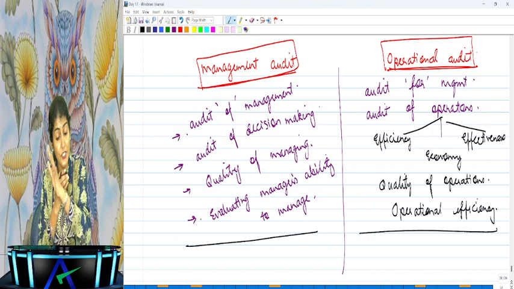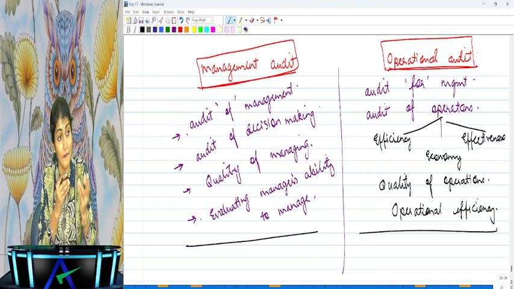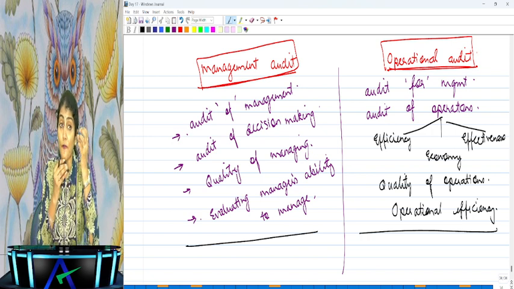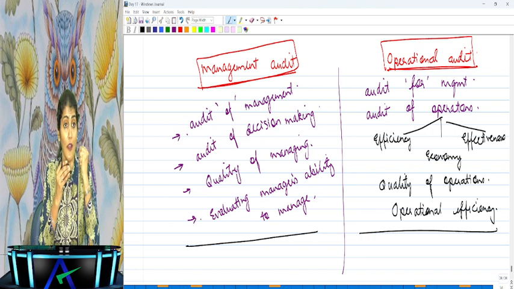Right. An operational audit is an audit for the management, wherein you are checking the efficiency, economy, and the effectiveness of the operations in an organization.